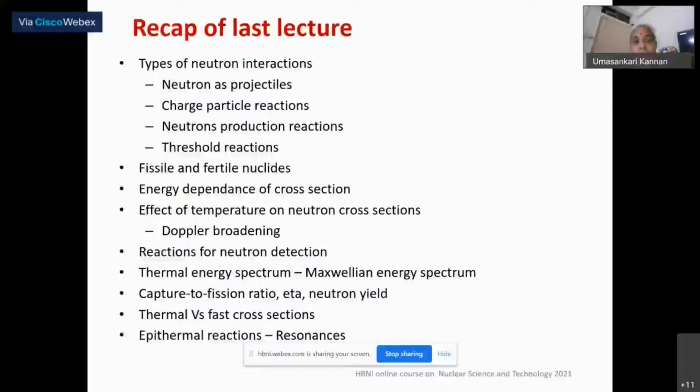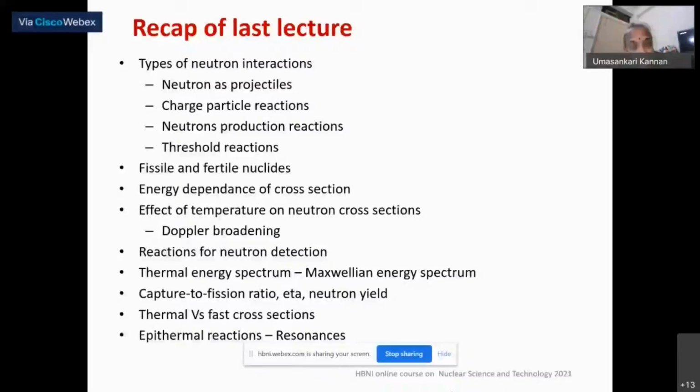I had mentioned to you that there are three distinct regions. The thermal region ranges from 10 to the power of -5 electron volts to about 10 electron volts. Then there is a middle region, the resonance region, characterized by sharp resonance peaks where the interaction cross-section is very, very high. This ranges from about 10 eV to about thousands of keV. And then there is a distinct fast region where the cross-sections are very, very low.